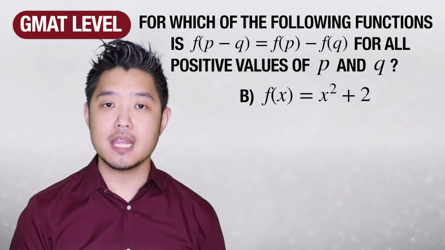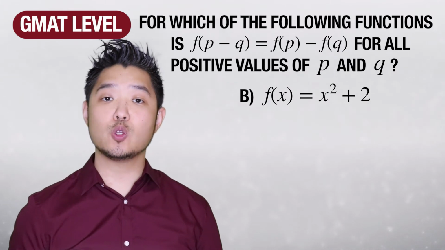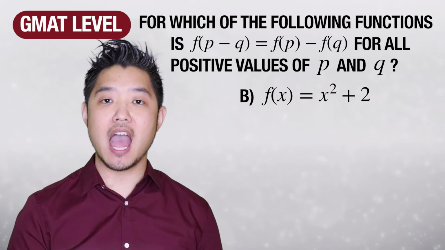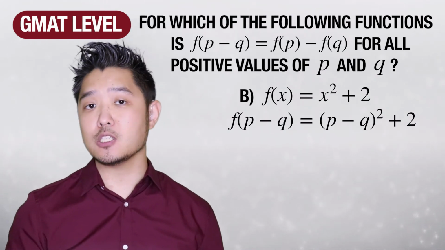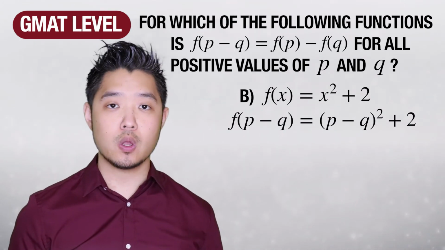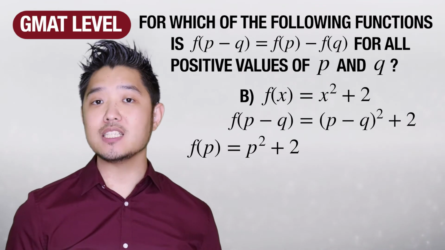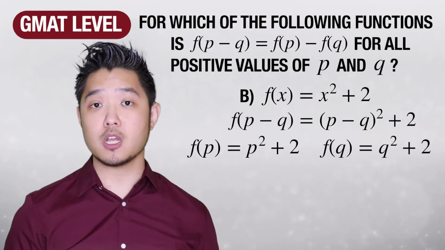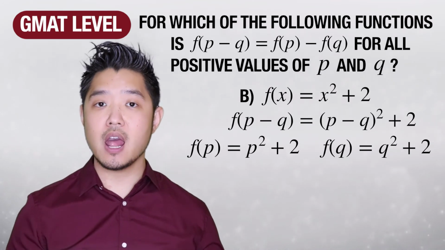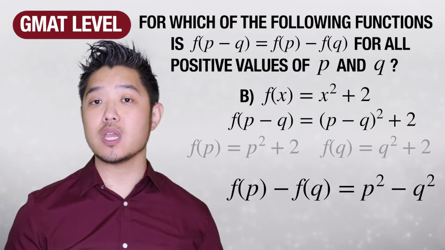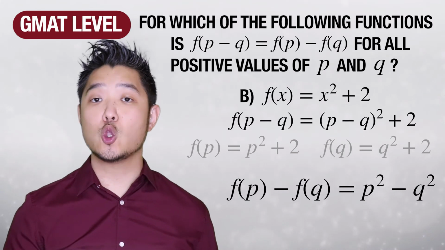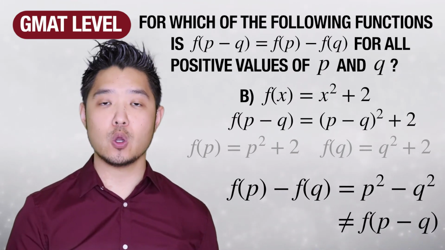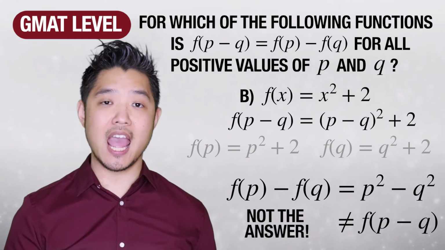For answer choice B, f of x equals x squared plus 2, and if we substitute p minus q, we have f of p minus q equals p minus q squared plus 2. For f of p, we have p squared plus 2. For f of q, we have q squared plus 2. Putting together, f of p minus f of q equals p squared minus q squared. This is also different from f of p minus q. Therefore, B is not the right answer.